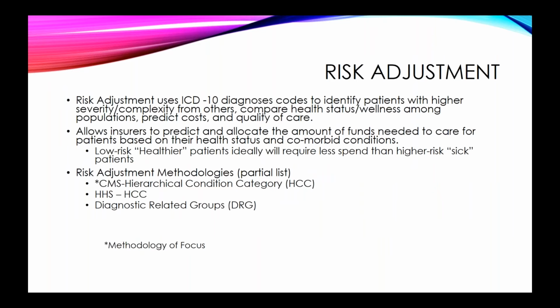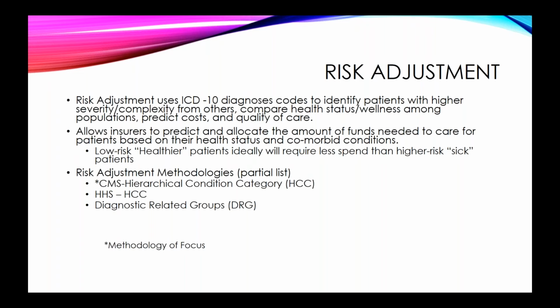So we've talked about value-based care, we've talked about payment methodologies, and then how we measure quality. So this is where we need to start talking about risk adjustment and what it is. Risk adjustment uses ICD-10 diagnosis codes to identify patients with higher severity or complexity from others. It compares health status and wellness among populations. It can help predict cost and the quality of care that's provided, because not every patient is alike.